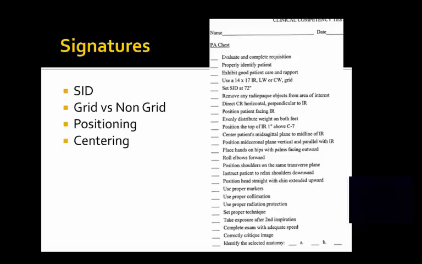This is an example of what a competency sheet might look like. You can see for a PA chest all of the steps that we need the student to go through before they are given a signature or a competency on a PA chest.